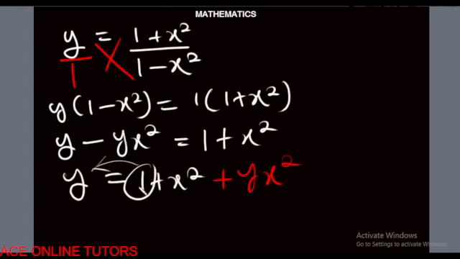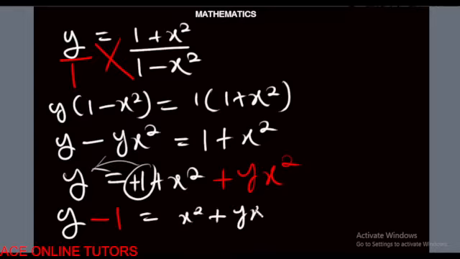Now is 1 joined with multiplication or division? No, it's only joined with addition. So that means you can easily carry it to the other side. So it's having a plus sign, so it's going to become minus. So this will become y, the new guy that is coming, minus 1 equal to what? On this side we are left with x squared plus y x squared.